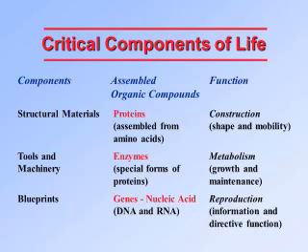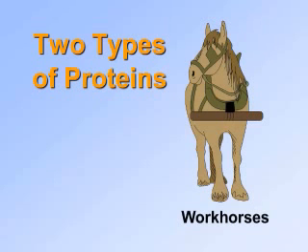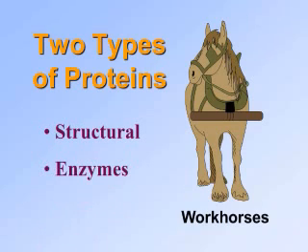Now, to help you understand that, well, let's just review here. There's two basic kinds of proteins. They're structural and they're enzyme. Structural and enzyme. I already said that, didn't I? Good. And they are the workhorses of living things. They do the work.